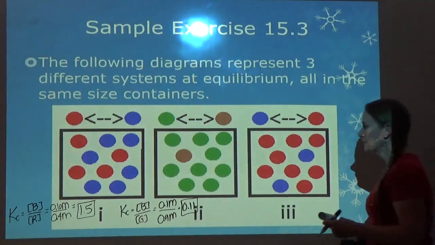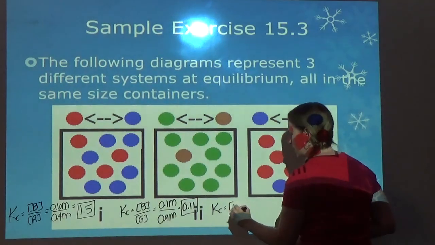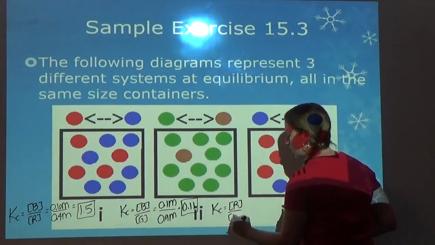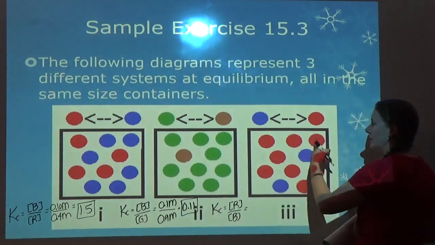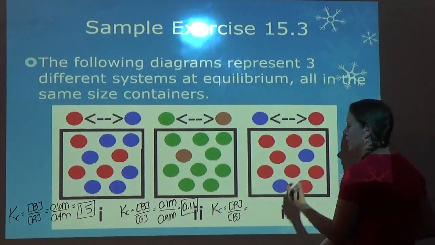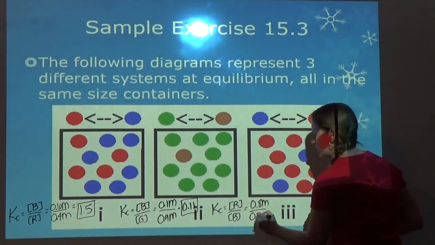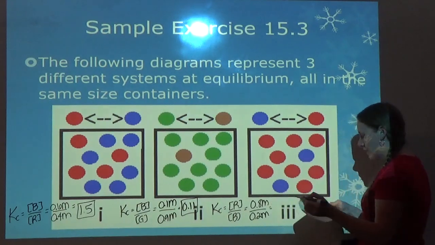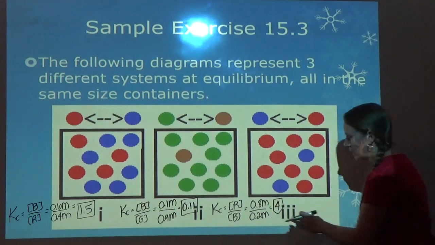And then for the last one, my Kc would be red, which I'll call R, over blue, which I'll call B. So my red is 0.8 molar over my blue, which is 0.2 molar. And so I end up getting 4.